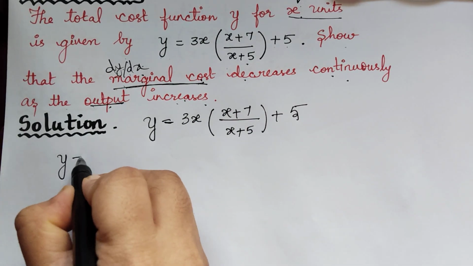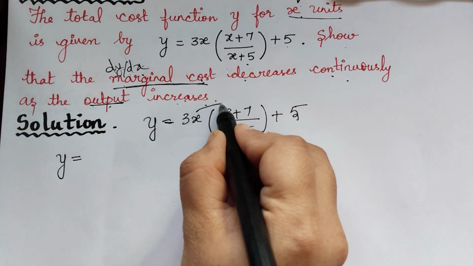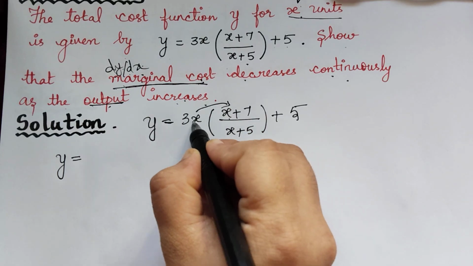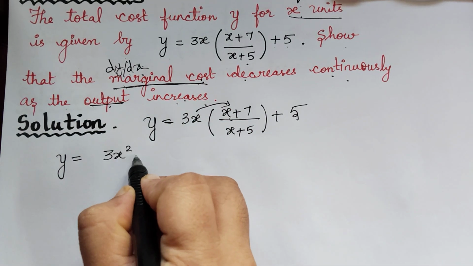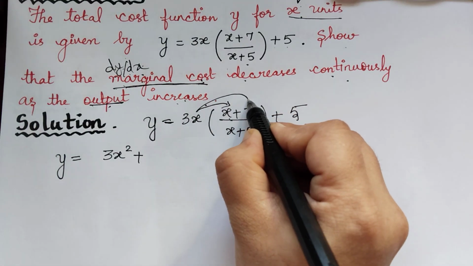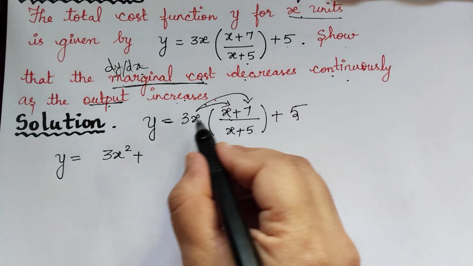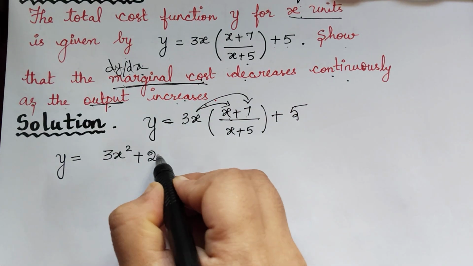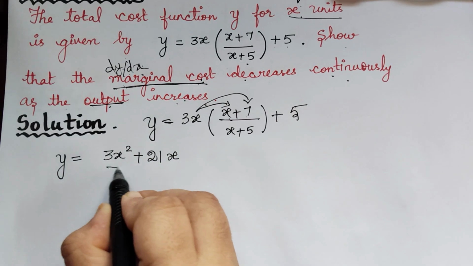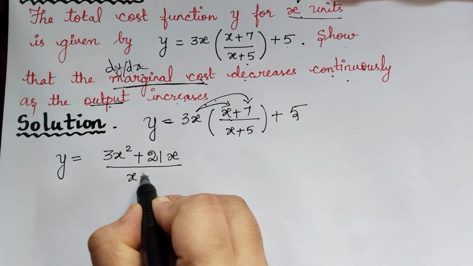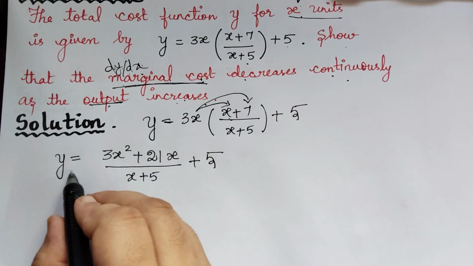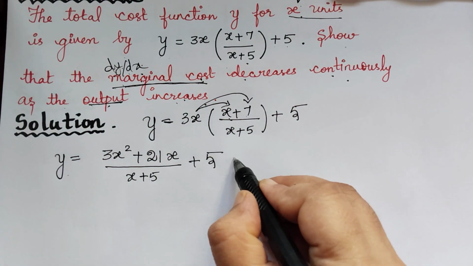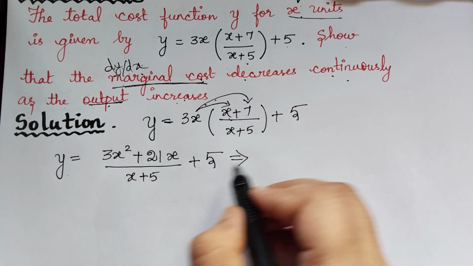So y is equal to, let us multiply this 3x within the bracket. When it gets multiplied with x, it becomes 3x square plus, now 3x has to be multiplied with 7, so 3 sevens are 21. So 21x, divided by x plus 5, plus 5. So this is the function y. Now using this we have to find dy by dx.